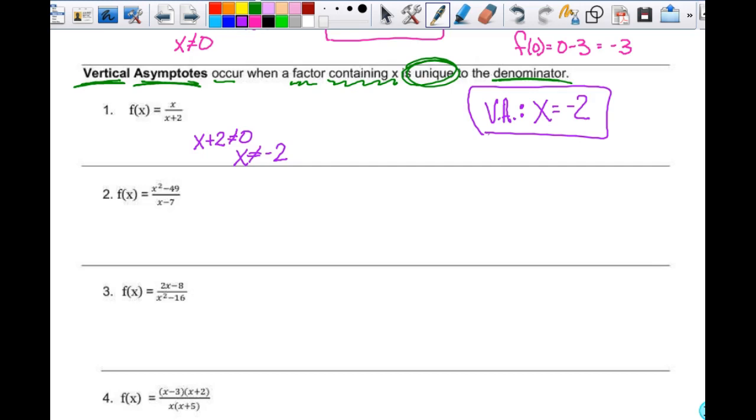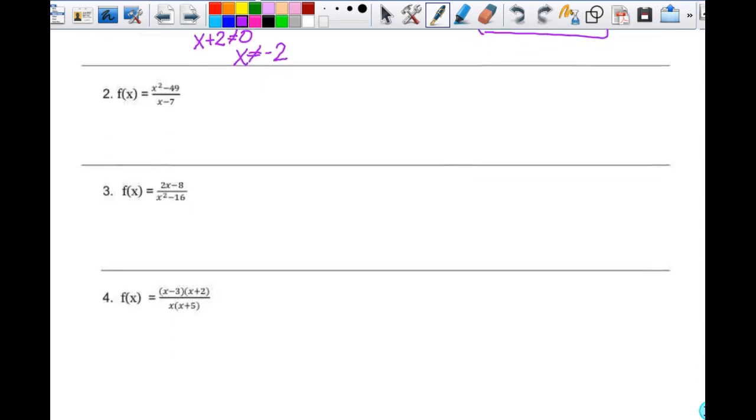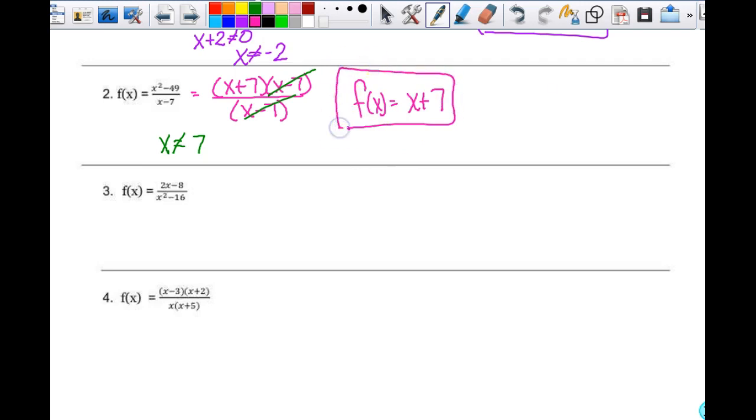Any questions? All right. So then let's look at number 2. Can I factor number 2? Yes, this is going to become x plus 7 times x minus 7 over x minus 7. So can I reduce things here? Yes, these can cancel out. But remember, I have to pay attention to the fact that x cannot equal 7. I think you know where that comes from now. You don't necessarily have to write x minus 7 equals 0. But x cannot equal 7. So my function then is x plus 7.